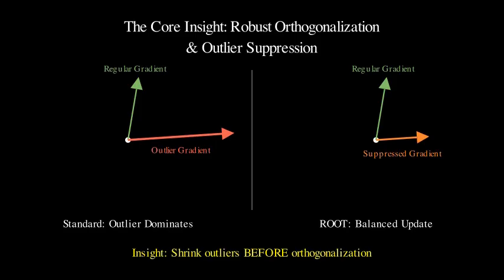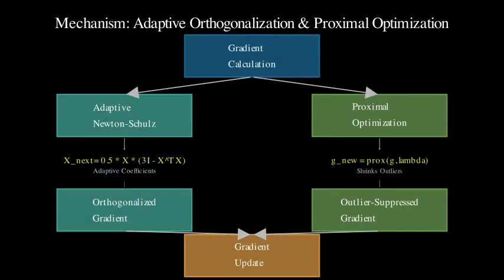Think of it like this: orthogonalization ensures we're moving in relatively independent directions, preventing redundant updates and improving stability. But if some gradients are massively larger than others and point in bad directions, orthogonalization alone won't save us. We need to gently steer the optimization away from these misleading outliers. ROOT achieves this through two key mechanisms.